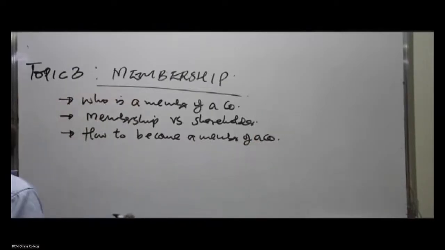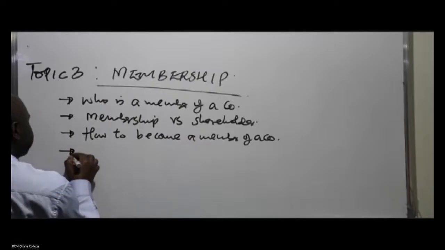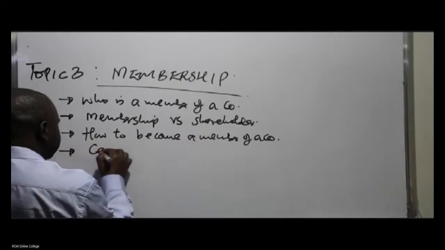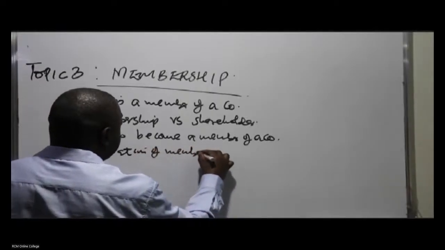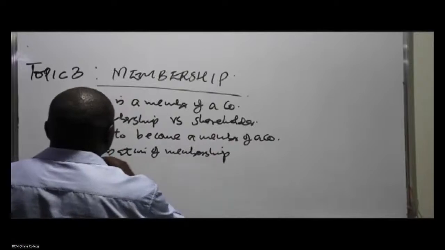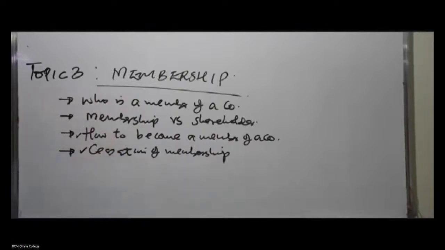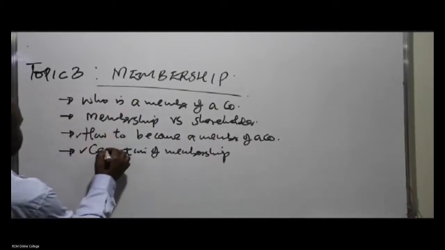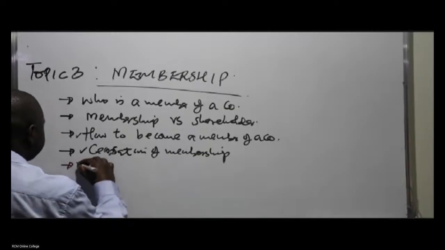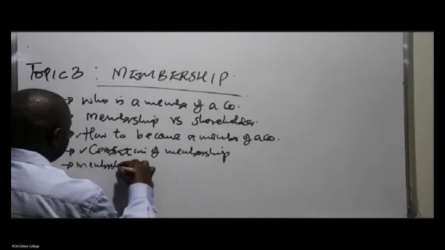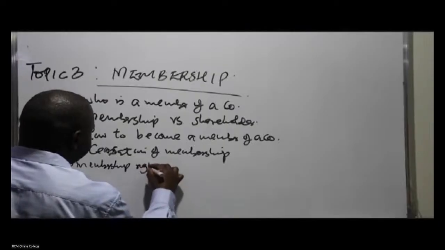Apart from that, of course, there is cessation. How does one cease to be a member of the company? Cessation of membership in a company. So of course, there's a way how you become, but now, how does one end up ceasing to be a member of the company? Then apart from cessation of membership, we look at what we refer to as membership rights.